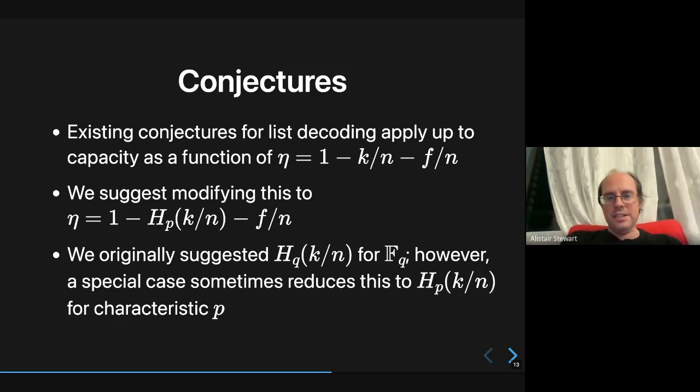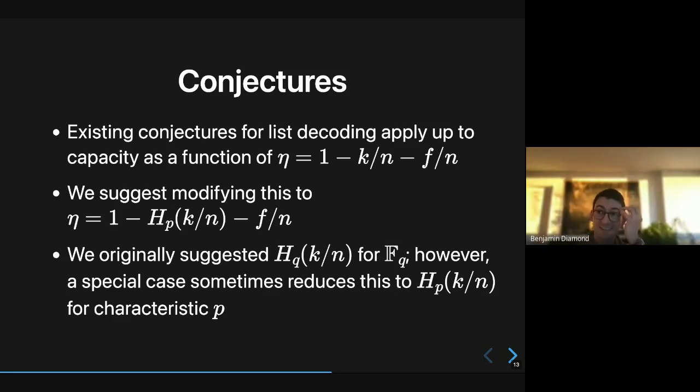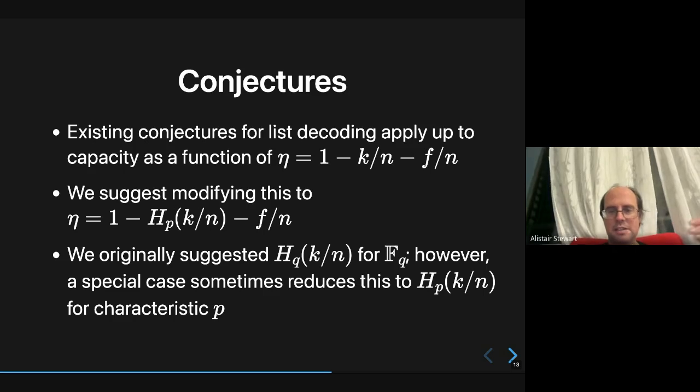So that's why we're suggesting H_p for characteristic p, at least for the case where your domain is smaller than p. But maybe your large n case for Ben and Angus's conjecture is enough to get rid of this problem, although it's not so obvious. About that, I think. And that's why we're now going to modify this thing to suggest this H_p.